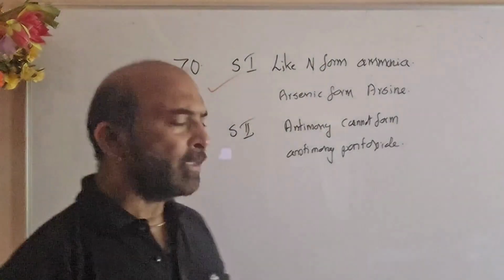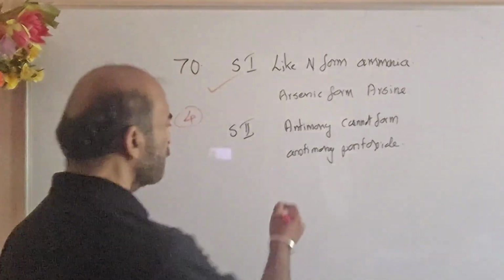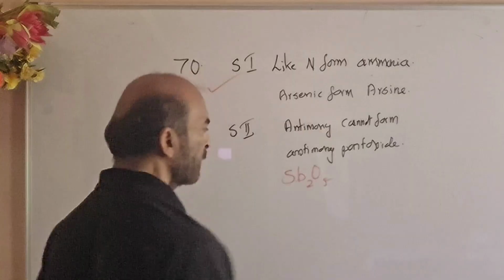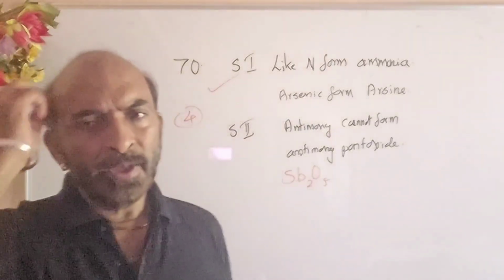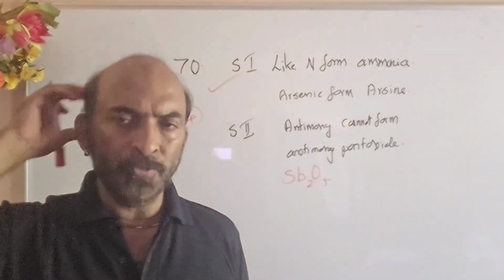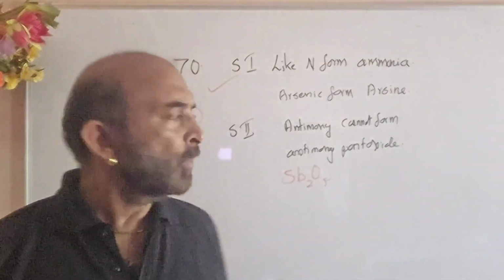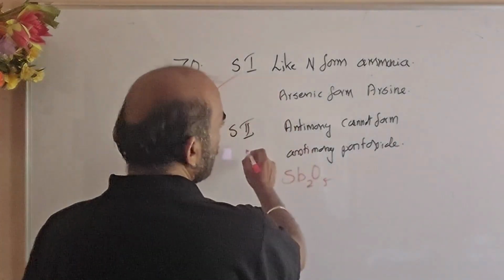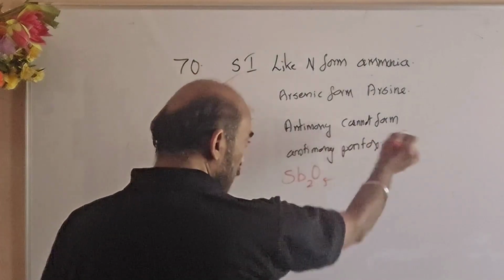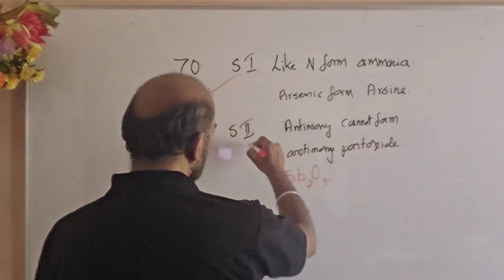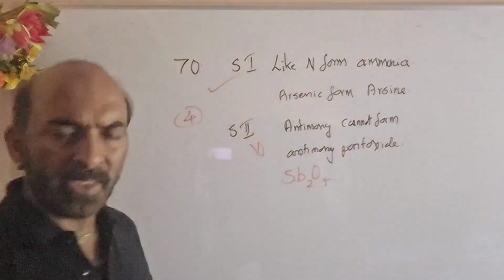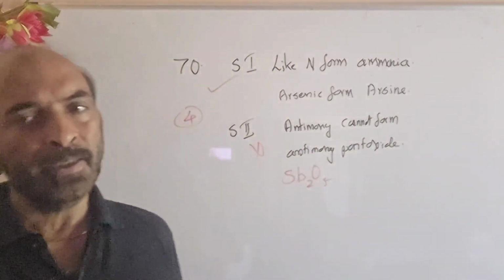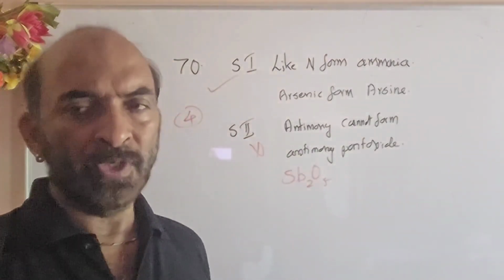Antimony cannot form antimony pentoxide. Antimony pentoxide is Sb2O5. As per our text, Sb2O5 is stable. So here this statement, it says cannot form, but it is formed. So it is incorrect. So statement 1 is correct. Statement 2 is incorrect. Fourth option in the question paper. Okay, 4 is the answer here.